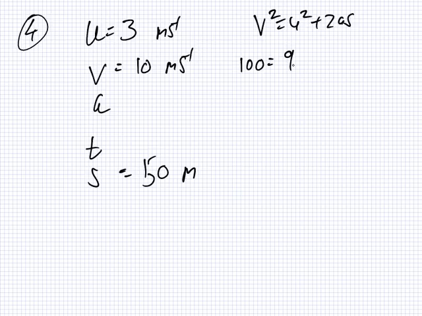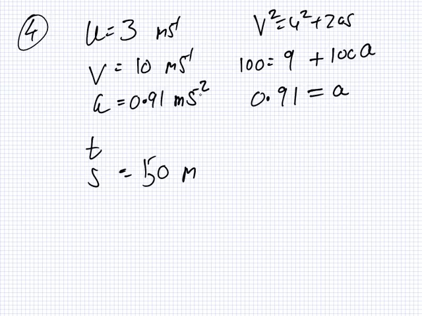100 equals 9 plus 100A. So, what's that? 0.91 is the A. So, the A is 0.91 meters per second squared. Did you get that? Or maybe I did it wrong. I got 0.91. Yeah. Okay.